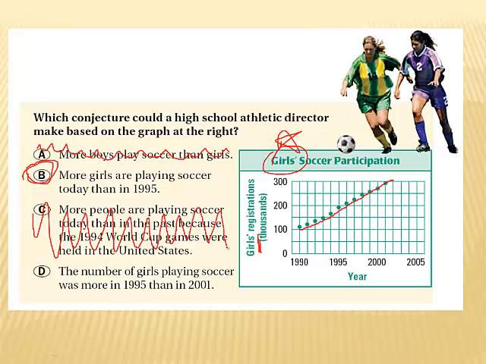What about D? The number of girls playing soccer was more in 1995 than in 2001. Well, if you look at 2001 versus 1995, 1995 is here. 2001, that's about here. Okay, and they're saying the number of girls playing soccer was more in 1995. I'm going to say no with that one because this point here looks to be less than this one here, not more. So D is gone. So we just went through and looked at the pattern, showed the pattern was increasing, so we know B is the correct answer.